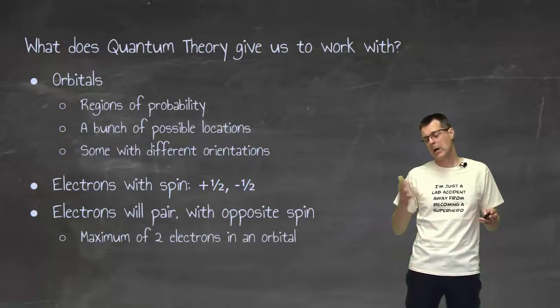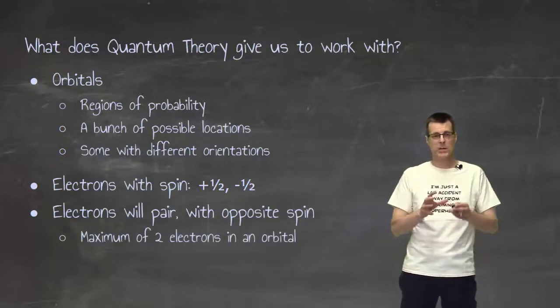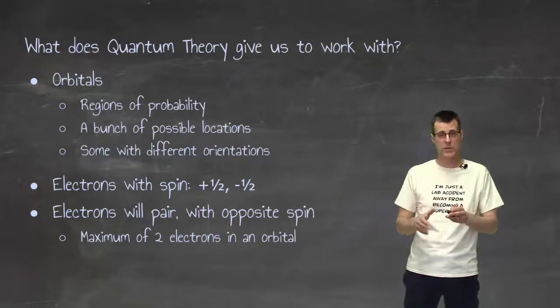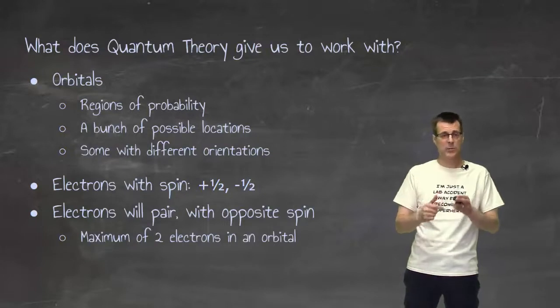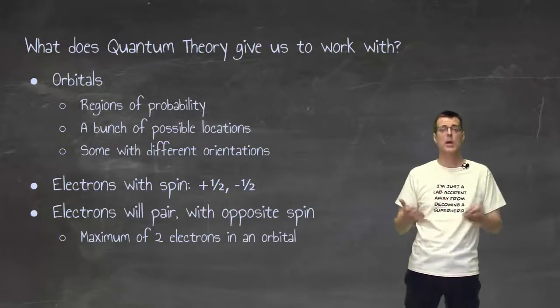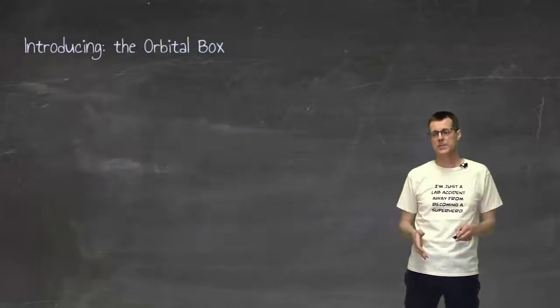And one of the things that we've learned is that within an orbital you can fit a maximum of 2 electrons. They'll have exactly the same quantum numbers. The only difference is one of them will be a plus 1/2 spin, the other a minus 1/2 spin. And then after that you need more orbitals.